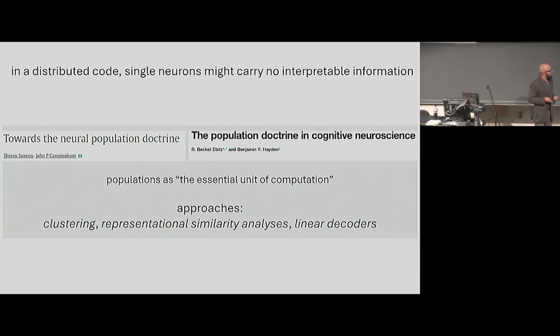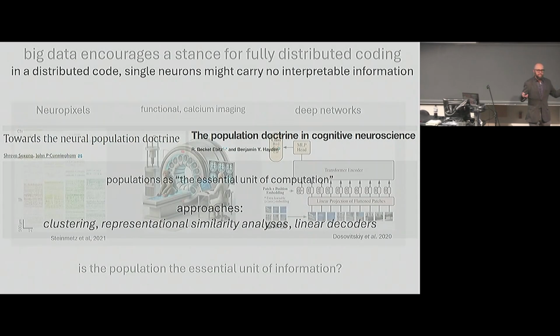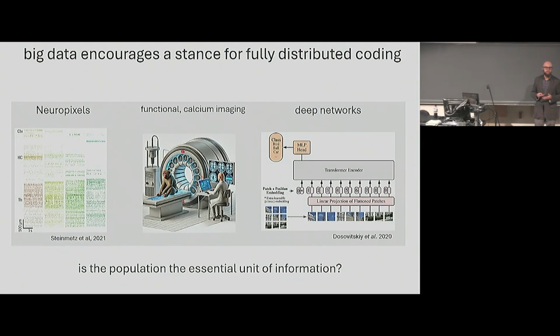It's fine. And of course, the age of big data is encouraging this perspective, right? Because now we're moving to a world where we can record with Neuropixels, high-density probes, from hundreds or thousands of neurons at the same time, or many hundreds or thousands of voxels. We could even look at individual hidden units in deep networks. So it becomes tempting to think about just the population. So is the population the essential unit of information? And one thing that it does for me is that it creates a sort of prediction.